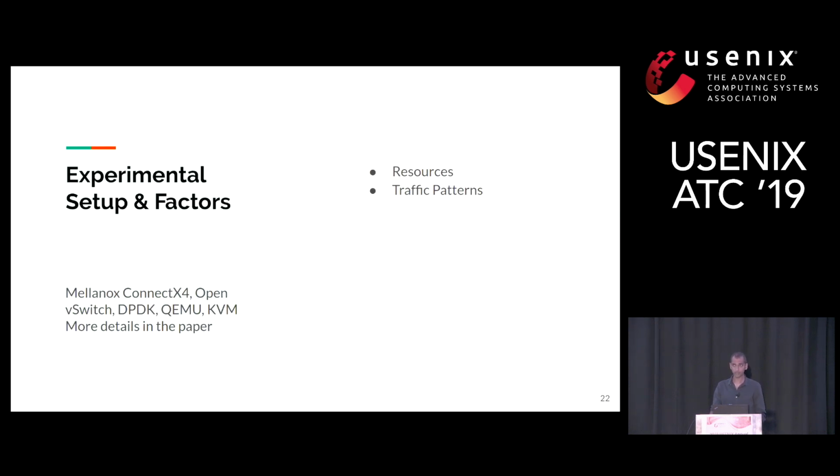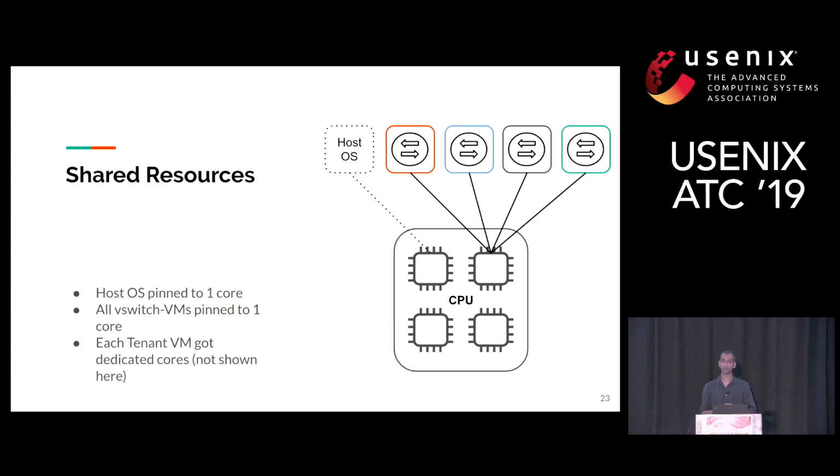For the SRIOV network card, we used a Mellanox ConnectX-4 NIC. And like I mentioned, for the virtual switch, we used Open vSwitch. To run that in user space, we use OVS with DPDK. And we ran a bunch of standard VMs using QEMU and KVM. There were several factors that we had to consider for the evaluation, but over here, I'm just going to talk about two of them. The first is how we allocated resources.